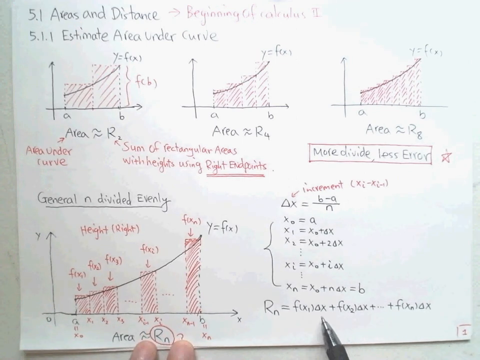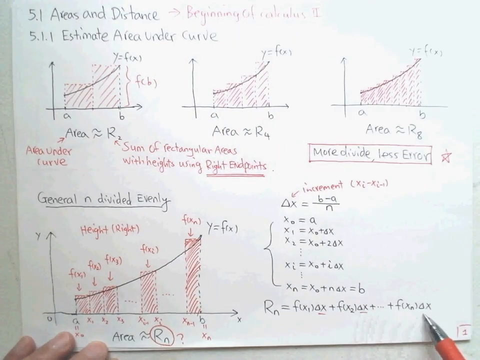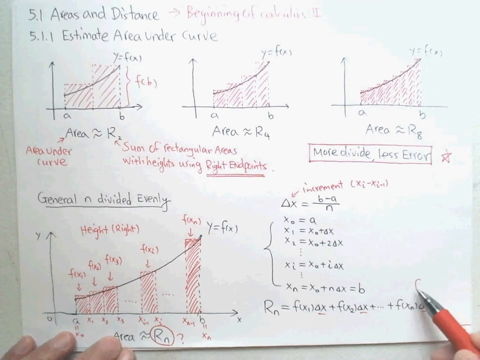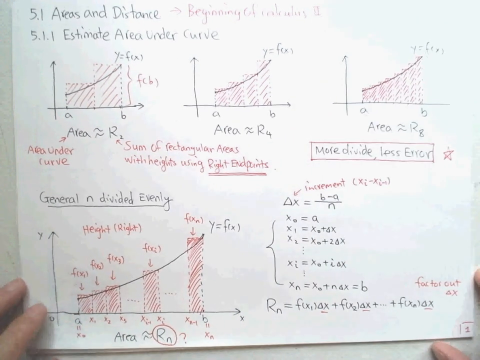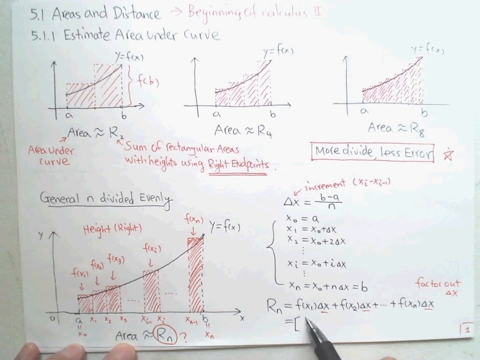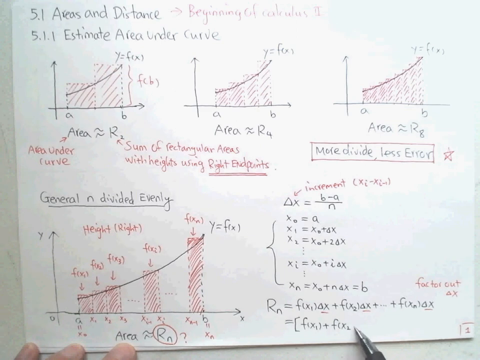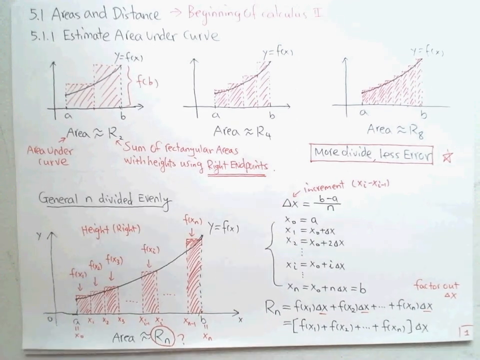But we can simplify a little bit. This is a common factor, so we can factor out delta x, right? To simplify a little. And so what we get is this: f(x1) plus f(x2) plus and so on plus f(xn), times delta x. So that's the formula.